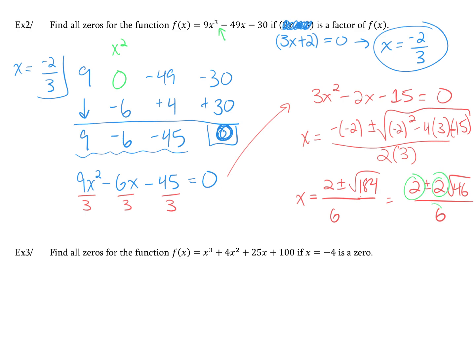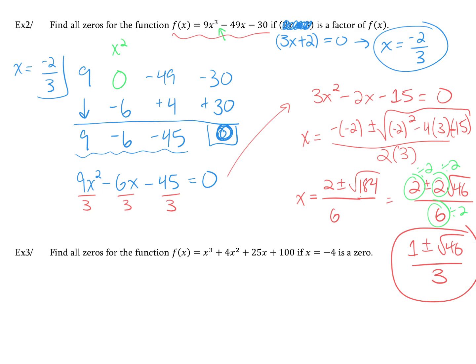Since all of these numbers outside can be divided by something, in this case 2, do it. Divide them all by 2. And what that will leave you with is 1 plus or minus root 46 all over 3. And these are the other two zeros for this function way back here.